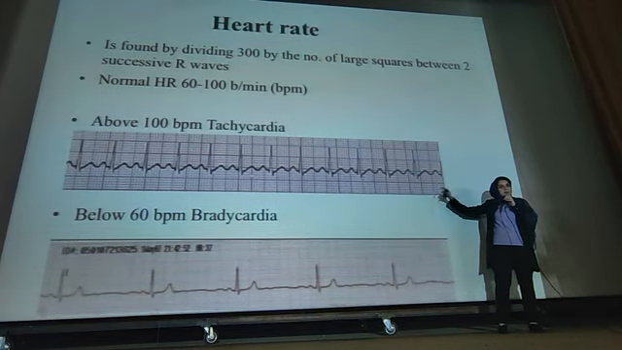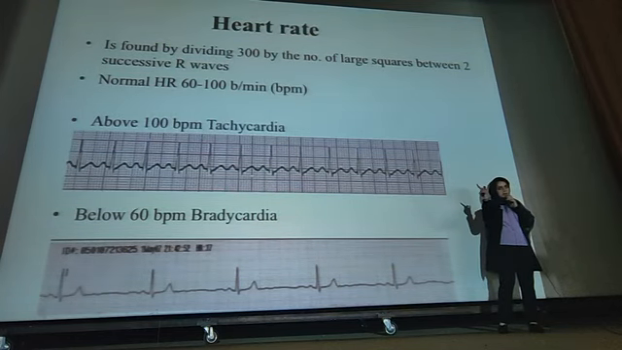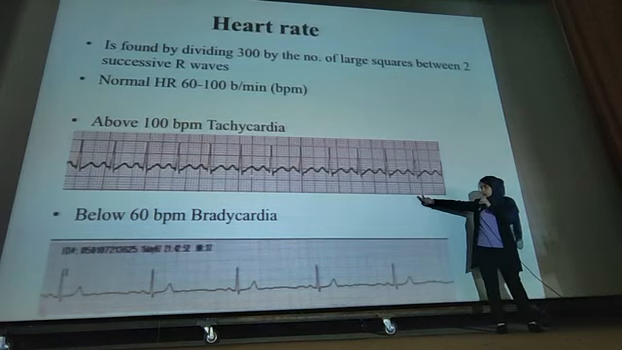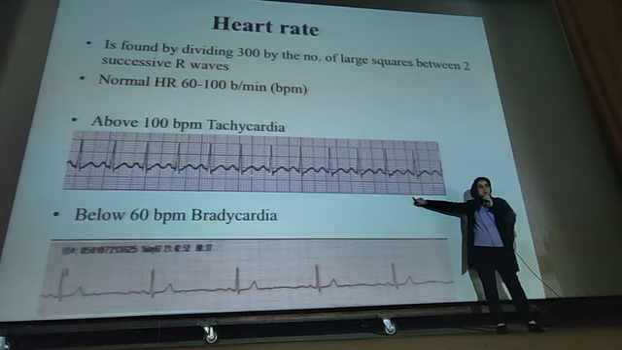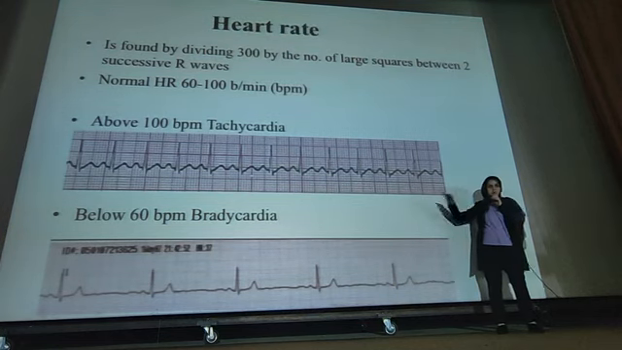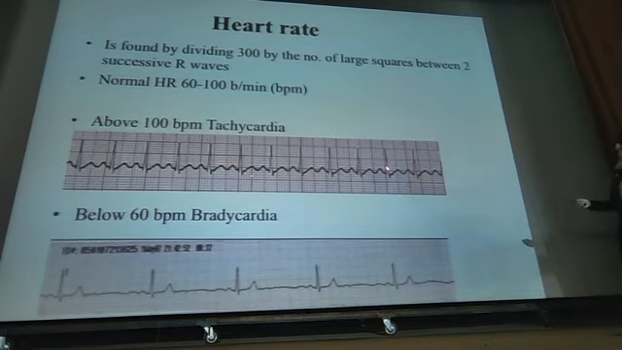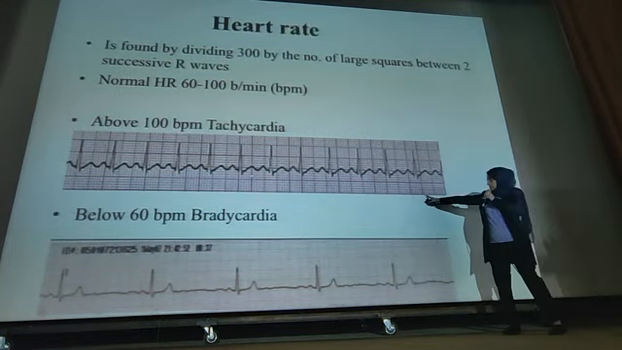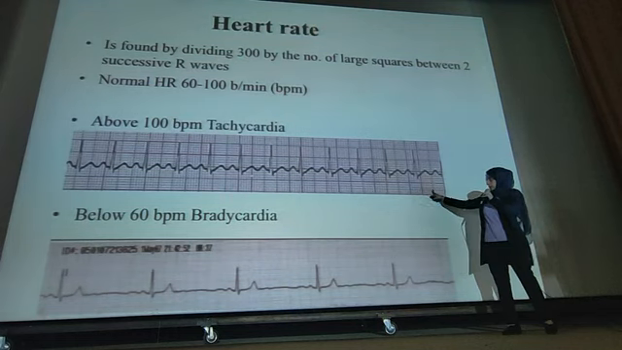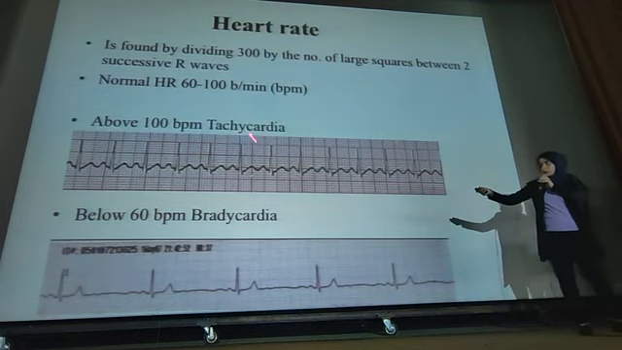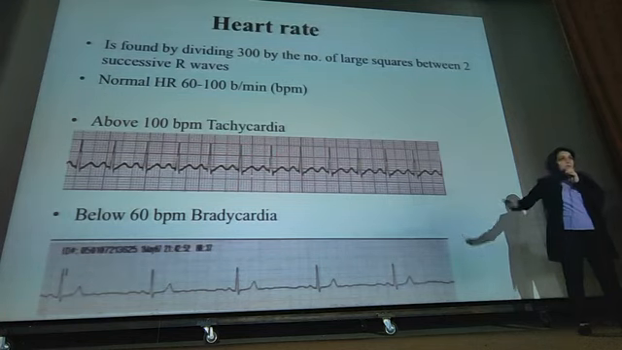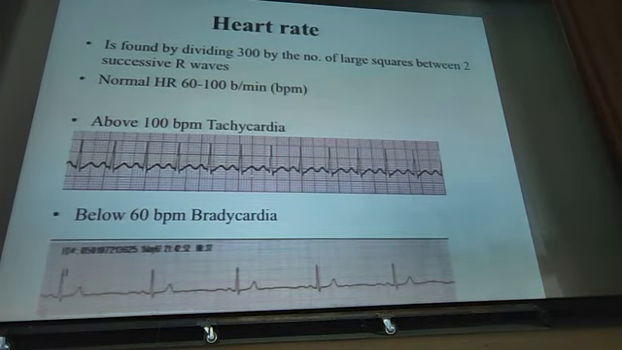Each large square is 0.2 second, and each small square is 0.04 second. By this you can calculate the duration, and you can find the durations and intervals. This is a large square. Look how many large squares are between two R waves. By this, you divide 300 by the number of large squares between two R waves.